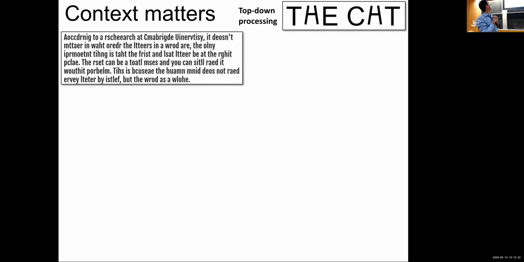According to research at every university, it doesn't matter in what order the letters in the word are. The only important thing is that the first and last letter be at the right place. The rest can be a total mess, and you can still read it without a problem. This is because the human mind does not read every word by itself, but the word as a whole.